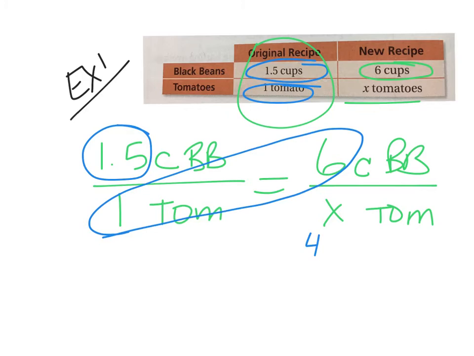Wait, how did we get to 4? We did 6 times 1 and then divided by 1.5. So 1.5 goes into 6. 1.5 times 2 is 3. Times 4 would be 6. So 4 tomatoes. So we need 4 tomatoes for this recipe.